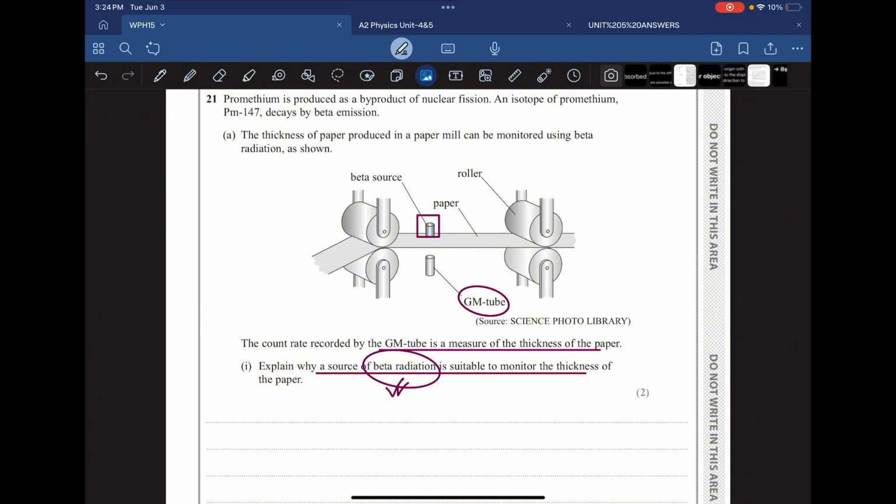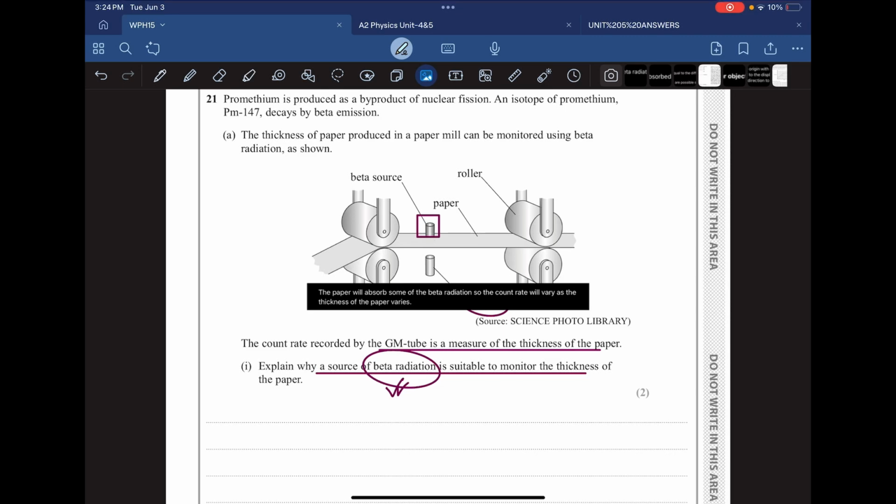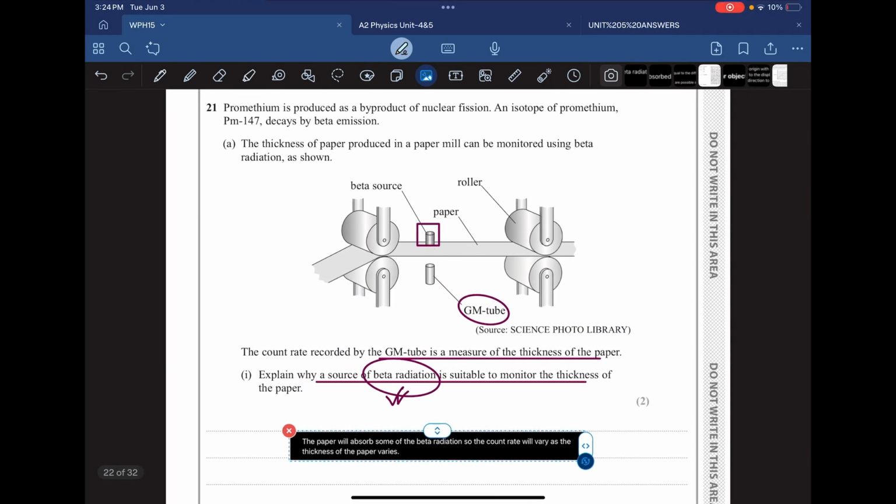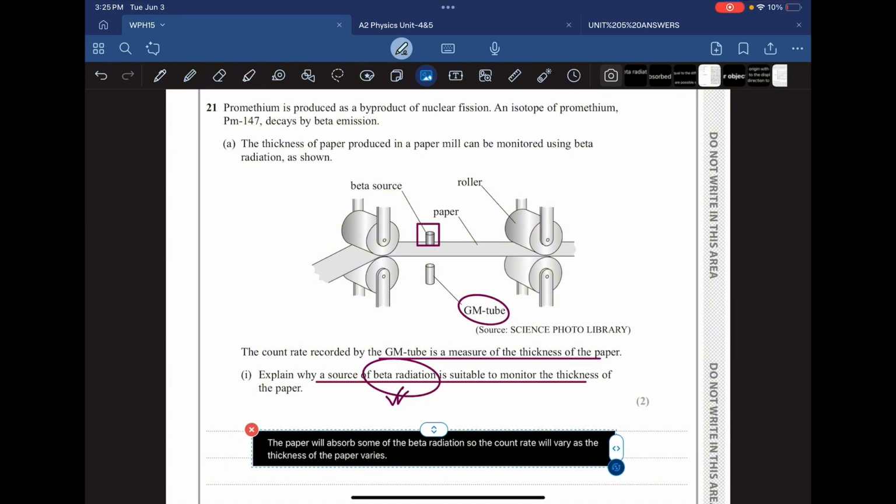Okay, so basically now let's bring in the answer. The paper will absorb some of the beta radiation, so the count rate will vary as the thickness of the paper varies. If the thickness increases, the count rate will decrease because more beta radiations will be absorbed by the paper.